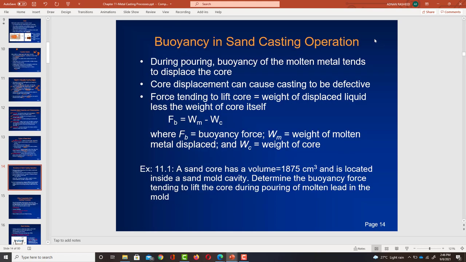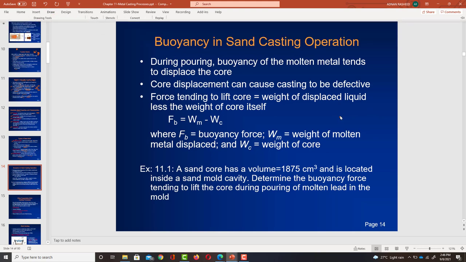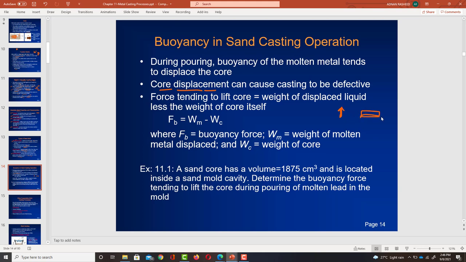Buoyancy in sand casting. Obviously when you pour the molten metal into a cavity, it will fill the cavity, and definitely there will be a buoyancy force offered by the liquid metal to the core. Again, previously you have seen the core, and if the core is there, for example this is the core and these are the supports, and let's say this is the main cavity.